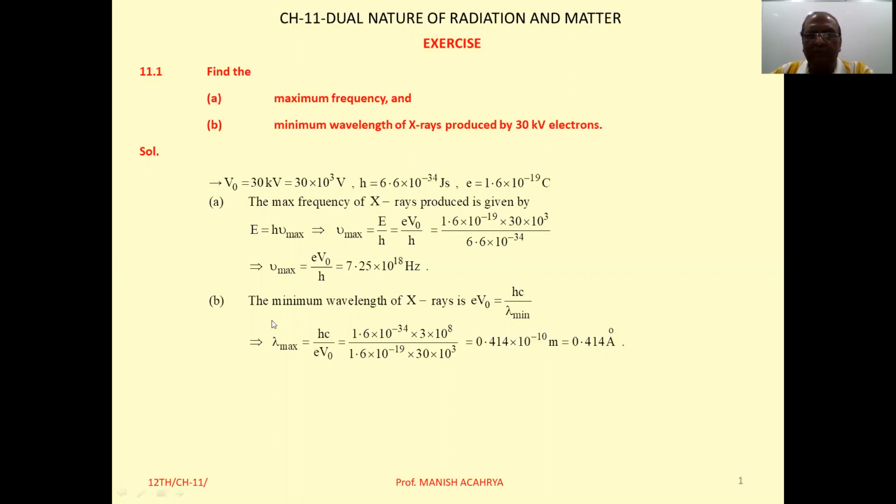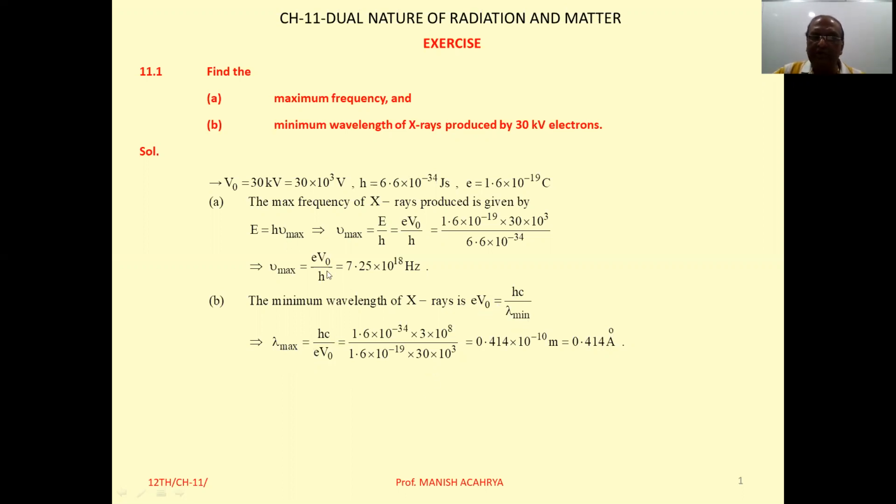Okay. Now the minimum wavelength. Energy is given by hc upon lambda also. So when frequency is maximum, obviously the wavelength will be minimum. So we can write eV0 is equal to hc upon lambda minimum. So lambda minimum, that is equal to hc upon eV0. Substitute the values of h, c, e and V0.